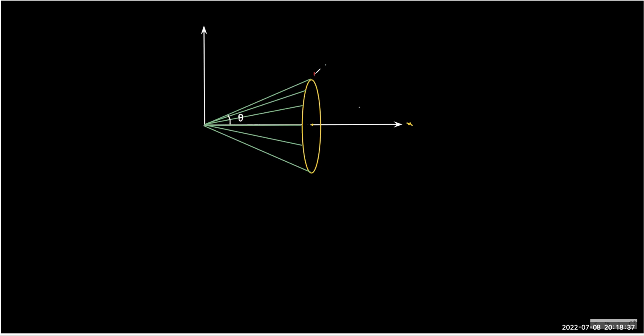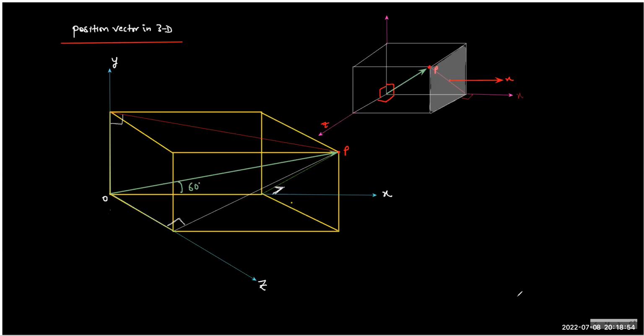No. Because P can be here, P can be here. I don't know which P I'm talking about. So if you give me only one theta, I cannot tell you the answer. And this leads to the concept that in 3 dimensions, one angle cannot determine the direction of a vector.